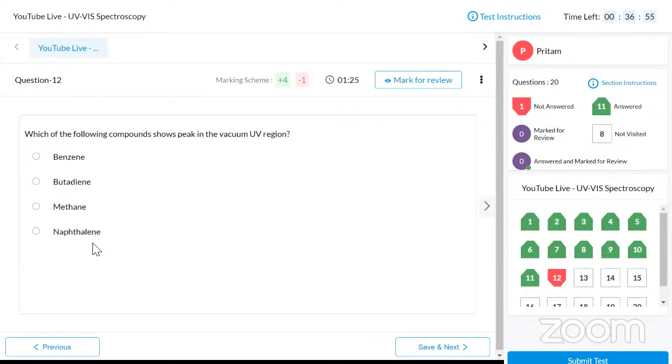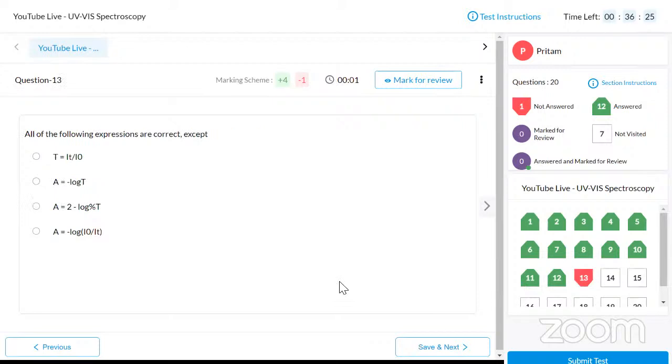So the only compound which has the least lambda max value, or the least wavelength of absorbance, is methane. Because methane has an absorbance ranging between 106 to 160 nanometer, it is the compound which will show a peak in the vacuum UV region. Analysis is never carried out in the vacuum UV region. So methane is the only compound which will show a peak in your vacuum UV region.